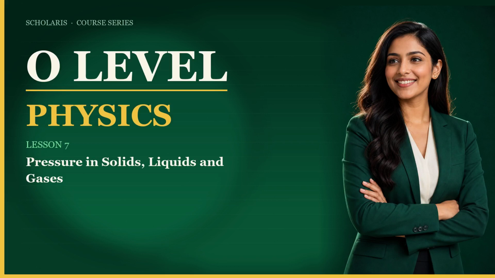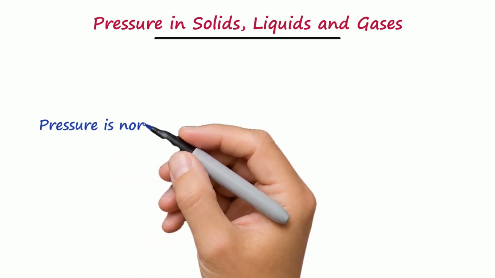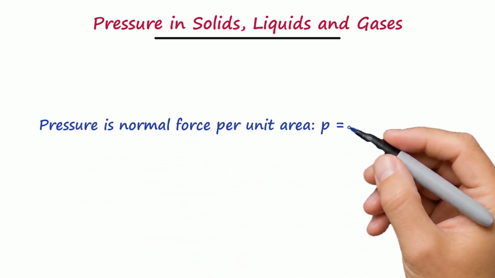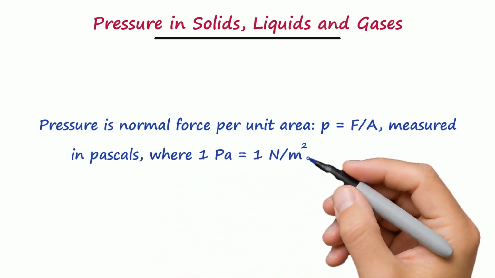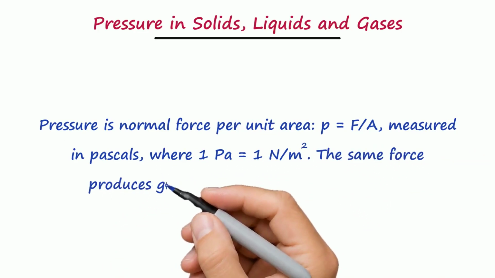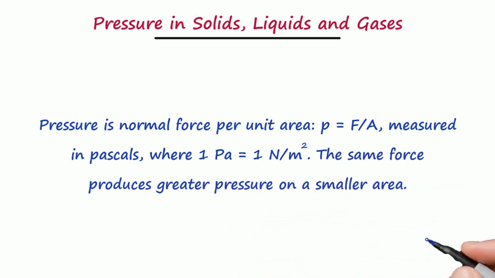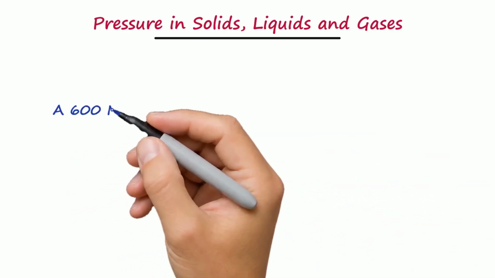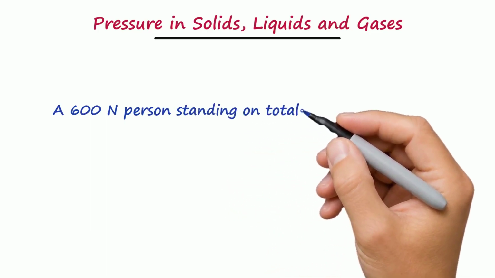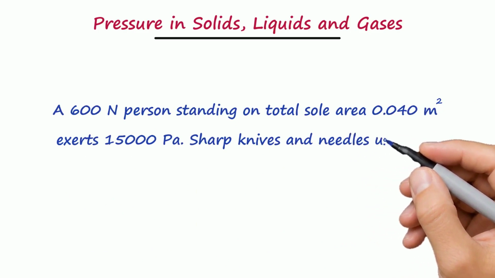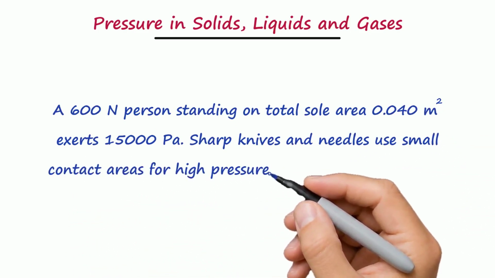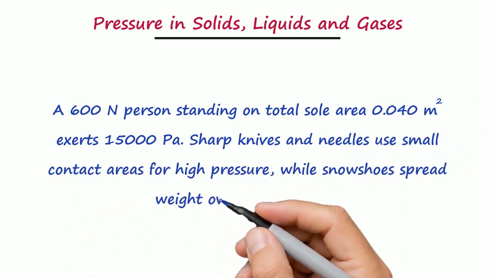Welcome to O-Level Physics. This is Lesson 7, Pressure in Solids, Liquids and Gases. Pressure is normal force per unit area, P equals F over A, measured in pascals, where 1 Pa equals 1 N over m squared. The same force produces greater pressure on a smaller area. A 600 N person standing on total sole area 0.040 m squared exerts 15,000 pascals. Sharp knives and needles use small contact areas for high pressure, while snowshoes spread weight over a larger area.